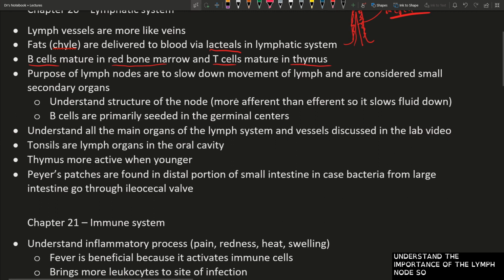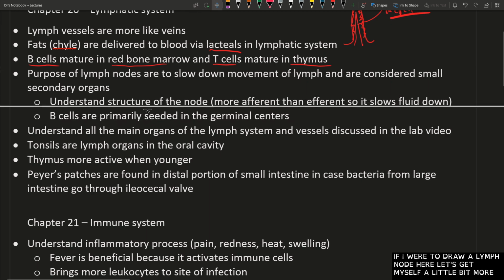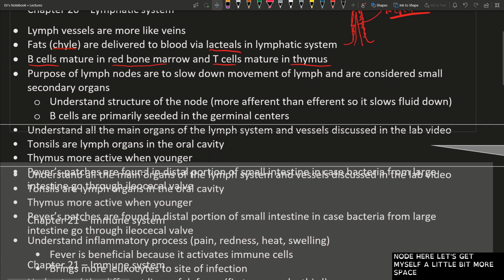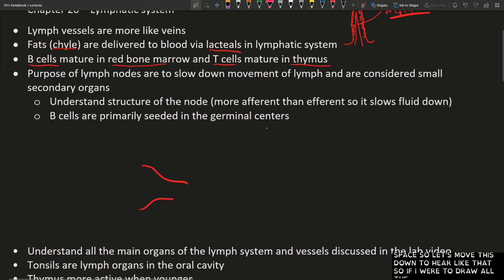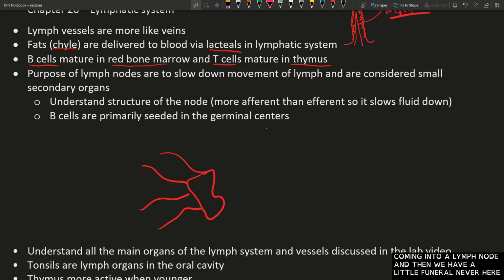So, lymph nodes are secondary lymphatic organs, and as fluids are moving through them, if I were to draw a lymph node here, let's give myself a little bit more space. So let's move this down to here like this. If I were to draw all these afferent pathways coming into a lymph node, and then we have a little lymph node here, there might only be one efferent pathway going away. So then here would be the structure of the lymph node.